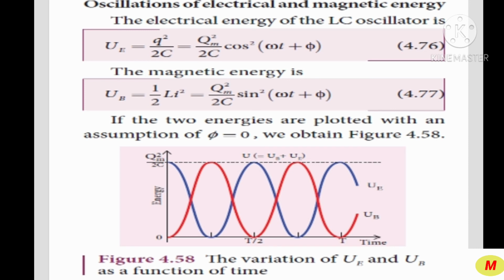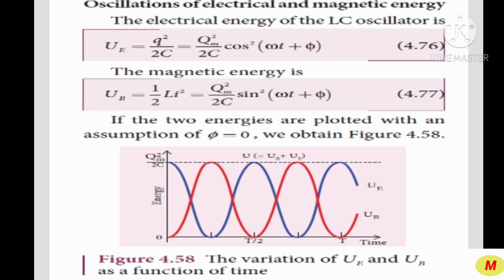Next, we are going to discuss how the magnetic energy and the electrical energy vary with respect to time. The electrical energy of the LC oscillator can be written as UE is equal to q squared by 2C, which is equal to capital Qm squared cos squared of omega t plus phi divided by 2C. The magnetic energy can be written as capital UB is equal to half L i squared, which is equal to capital Qm squared by 2C into sine squared of omega t plus phi.